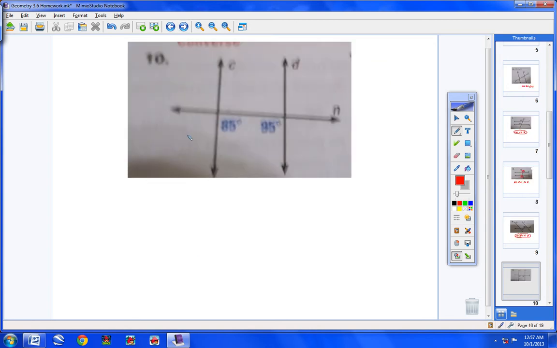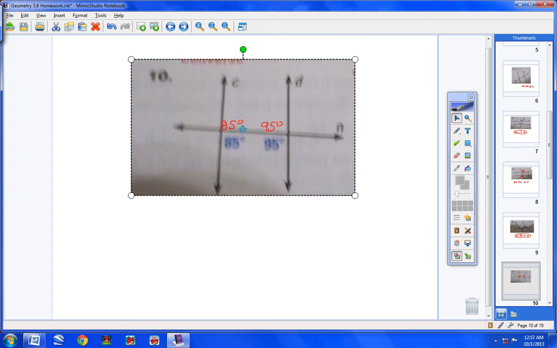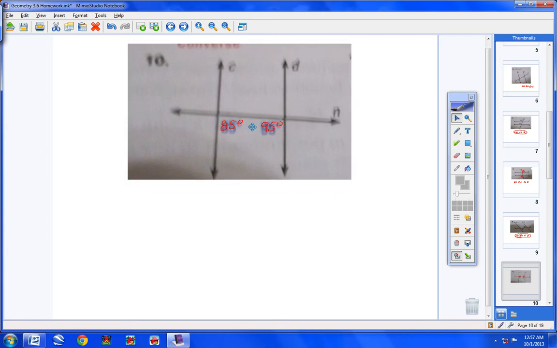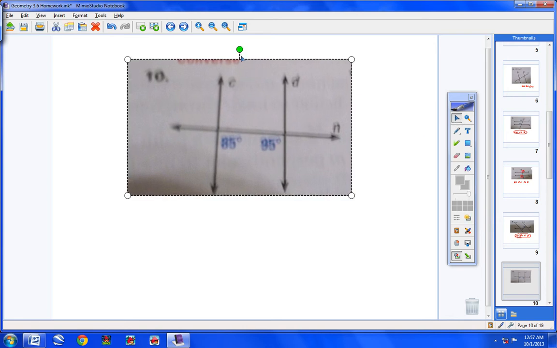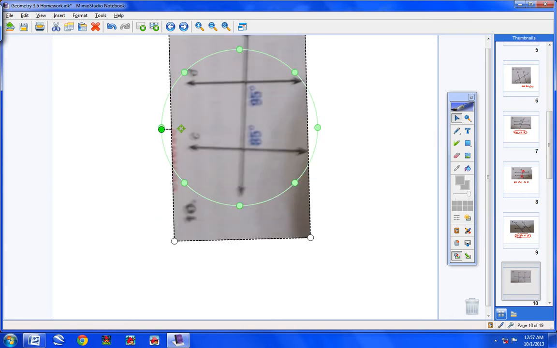All right, number 10. Now this is a little harder to see. This is 85 here, and this is 95. Now, again, you know me. I'm going to do this all year long, and I'm not sure why I did that right there. So, oh well, too late now. I'm just going to erase it. There we go. But I want my parallel lines to run left to right, so there we go.